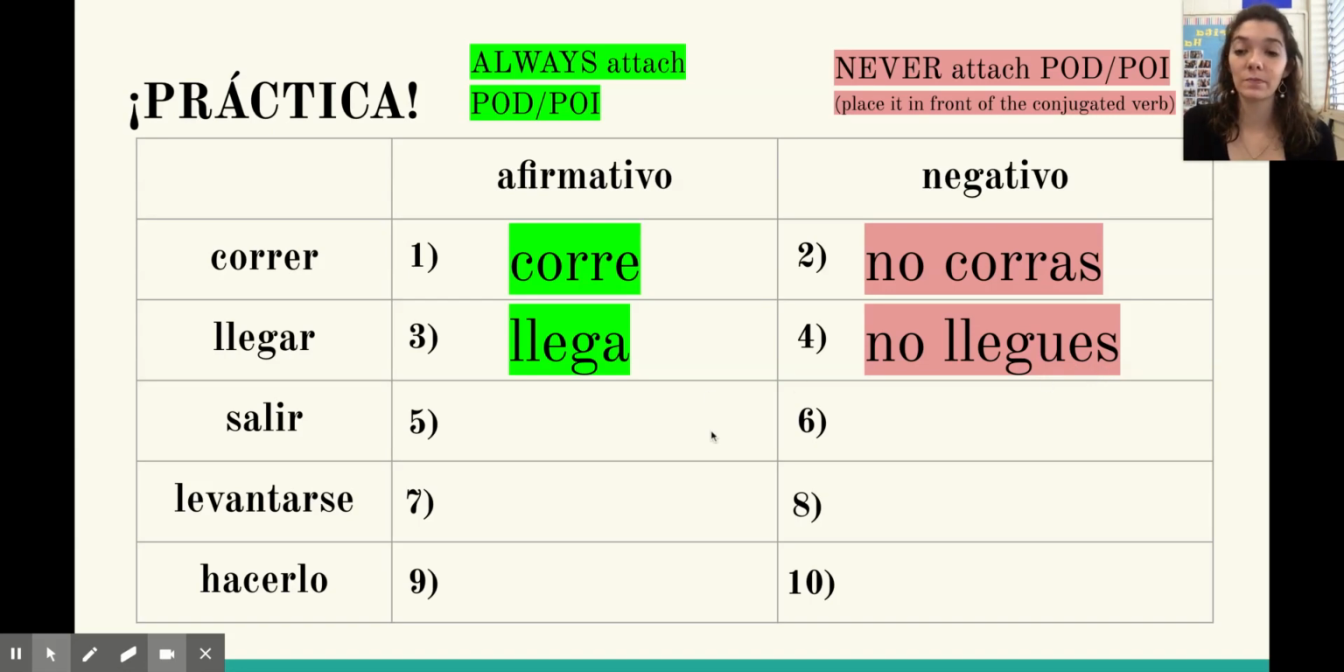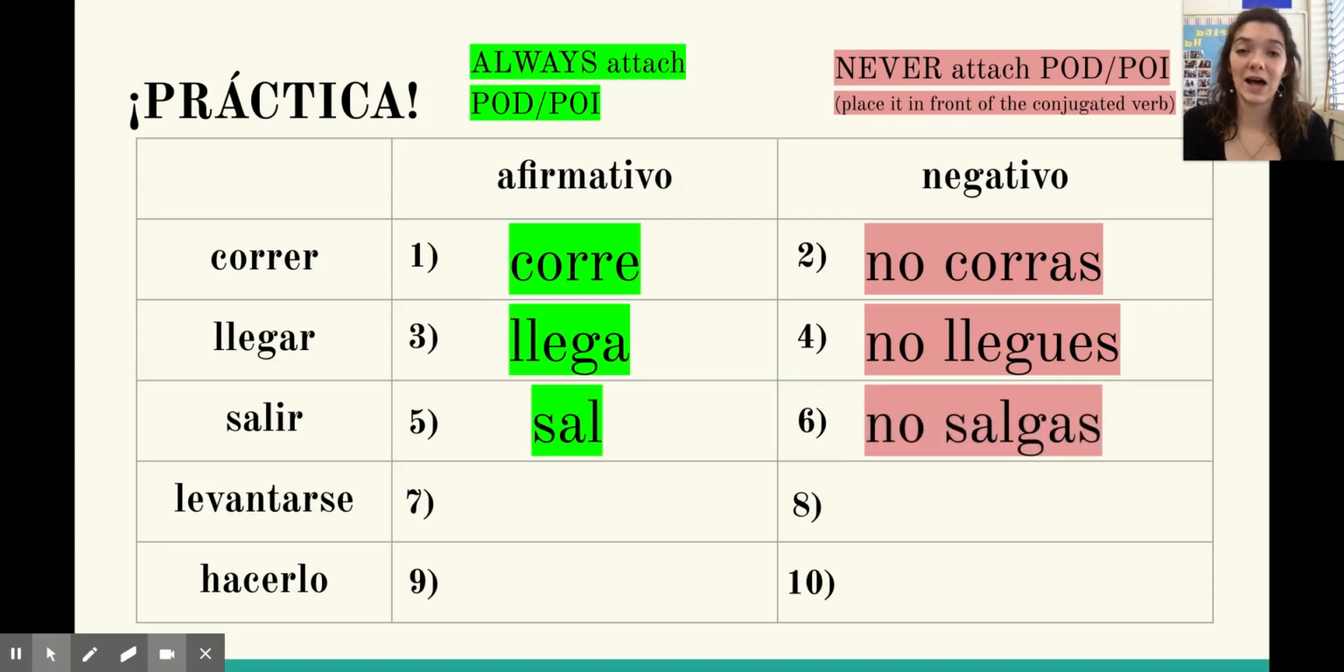Salir. Número 5. In the affirmative. Be careful of your irregulars. Hint, hint. Wink, wink. Sal. Sí, sal. Leave. Número 6 now. In the negative form. Don't leave. Take the O, drop the O, opposite vowel, add an S. No salgas. Don't leave. Número 7 now.